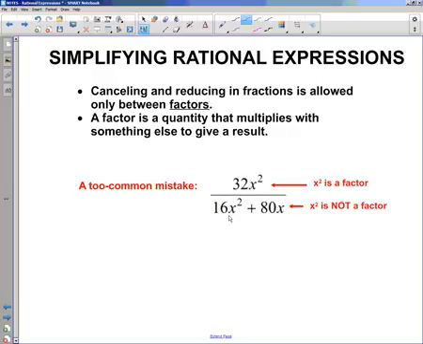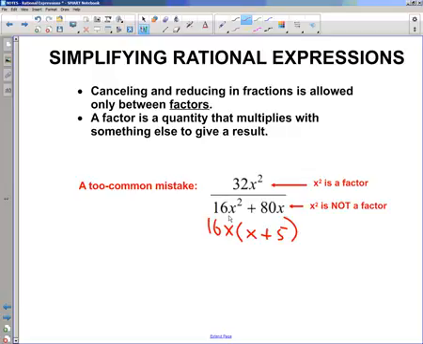On the bottom, however, x squared is not a factor because x squared is not multiplying by everything else in the denominator. So if we wanted to reduce this, what we're going to need to do is actually factor. Now on the bottom, we could factor out a 16 and an x, which will leave behind an x plus 5.